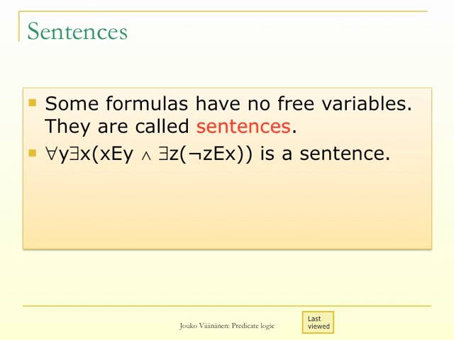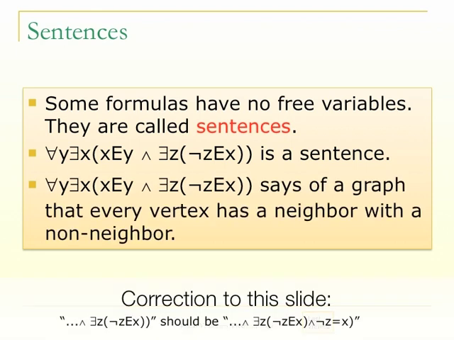"For all y, there is an x (x E y, and there is a z (not z E x, and not z equals x))" is a sentence that says of a graph that every vertex has a neighbor with a non-neighbor.